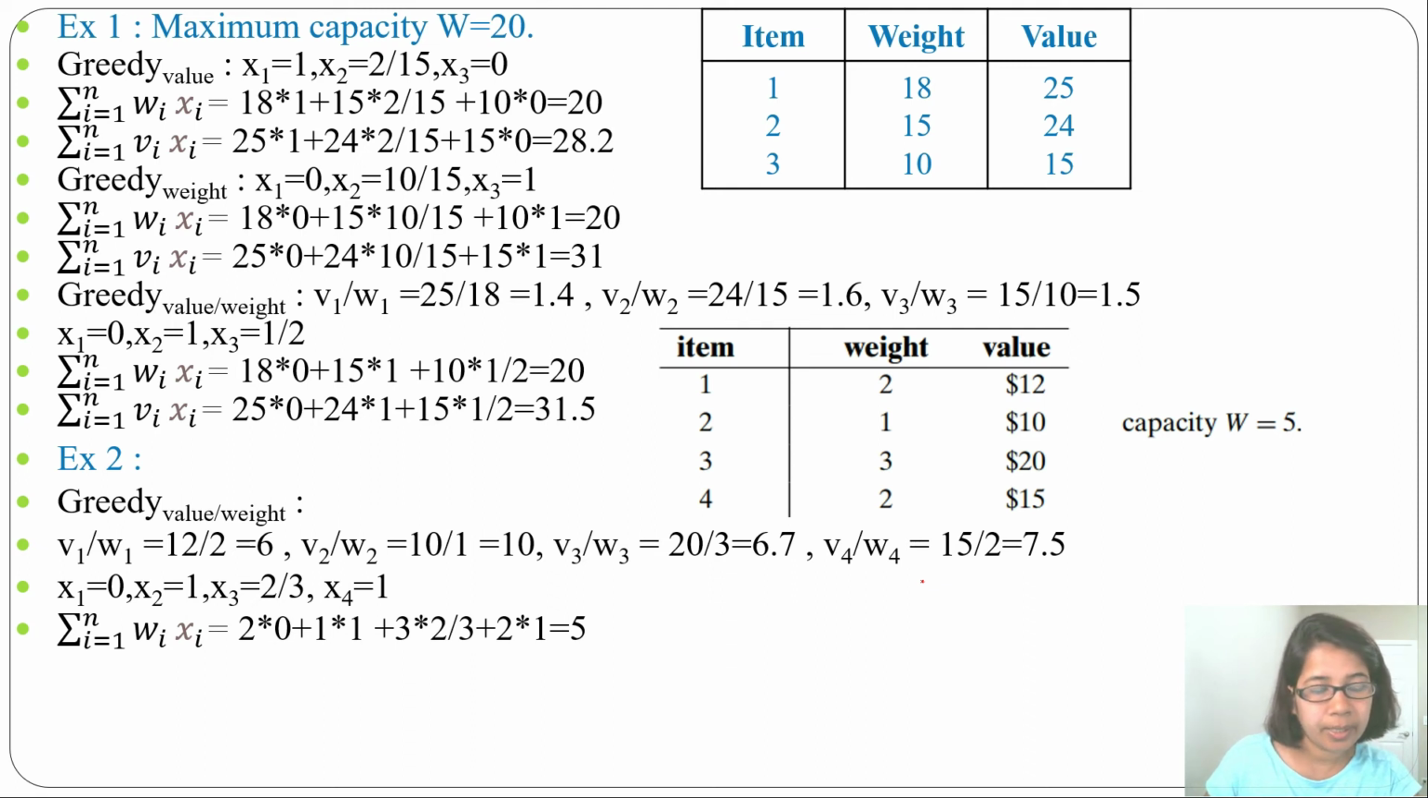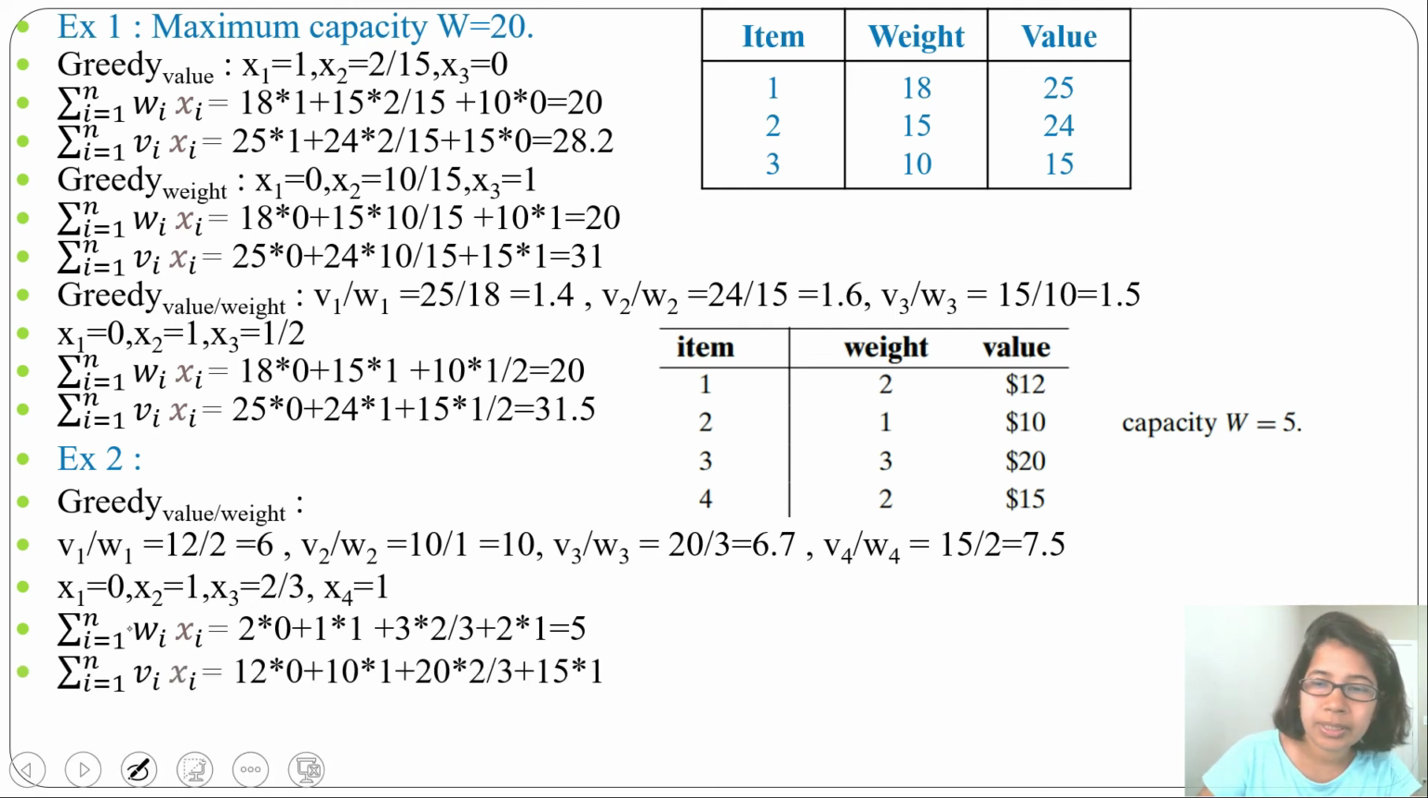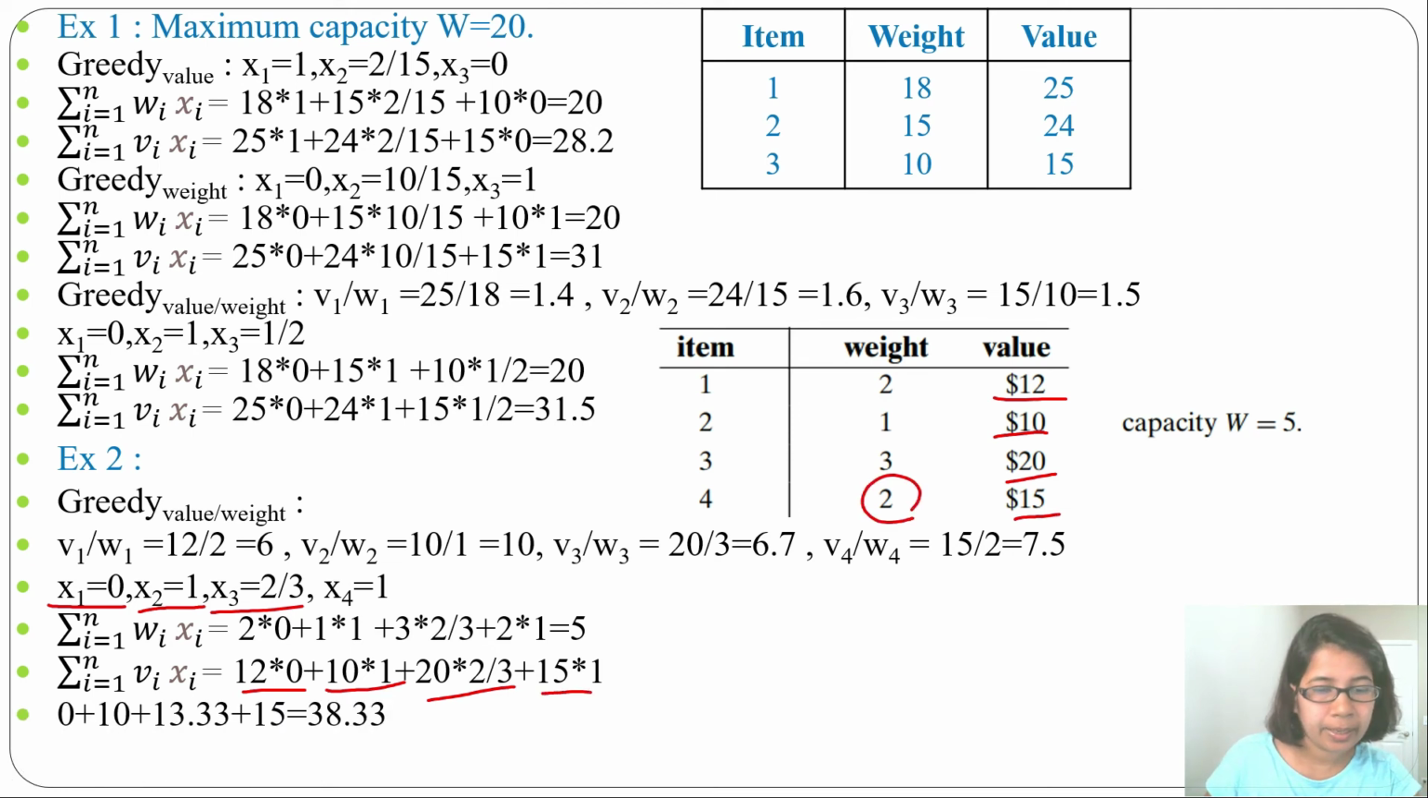Next I will find total value, summation Vi Xi. First item value is 12, x1 equals 0, 12 multiplied by 0. Second item value equals 10, we are choosing whole item, so x2 equals 1, 10 multiplied by 1. Then third item value equals 20 and we are choosing 2/3, so 20 multiplied by 2/3. Fourth item value equals 15 and we are choosing whole, so 15 multiplied by 1. 10 plus 13.33, that is 20 multiplied by 2 divided by 3, plus 15 equals 38.33. So here maximum value is 38.33.